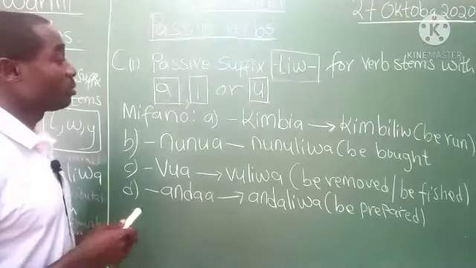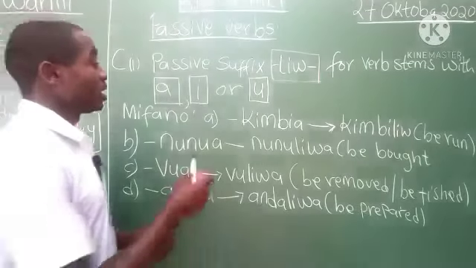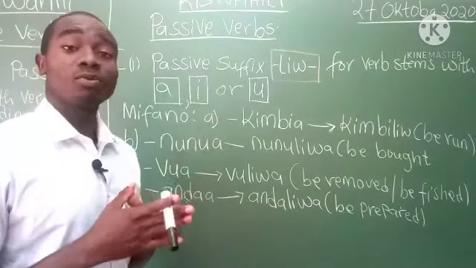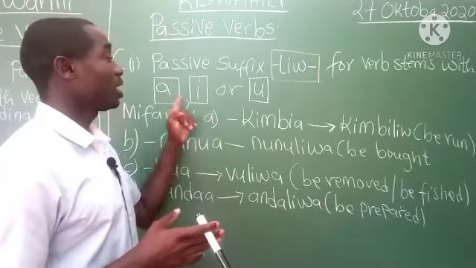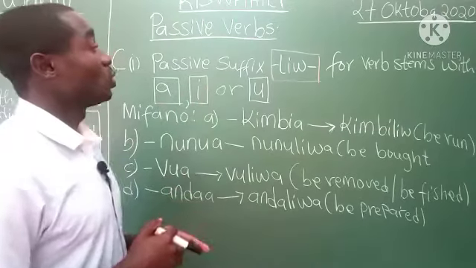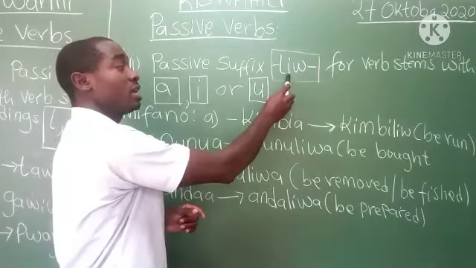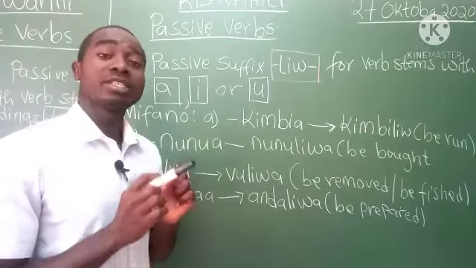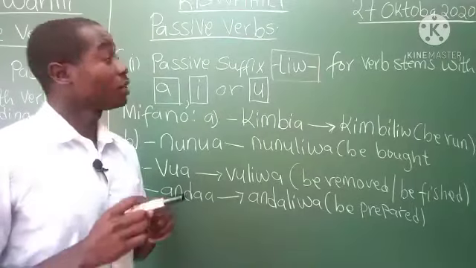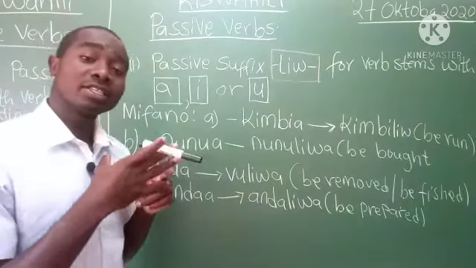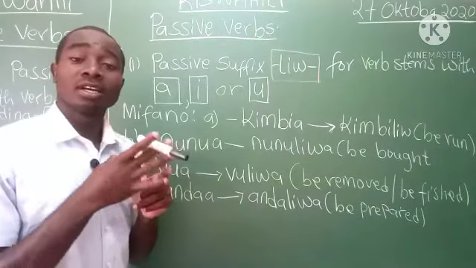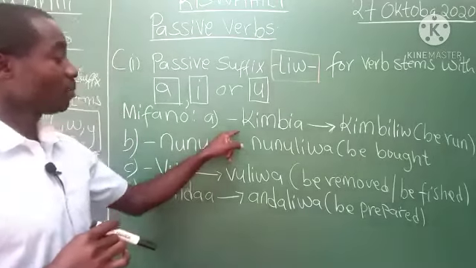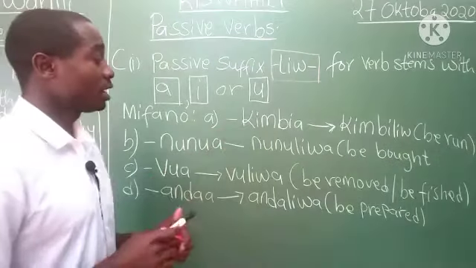The example we have here is kimbia. So a, e, or u: the verb stems that end with such vowel letters will take this liw. Why do we put this li there? It is a liaison consonant. It is used to ease pronunciation. So here, kimbia.